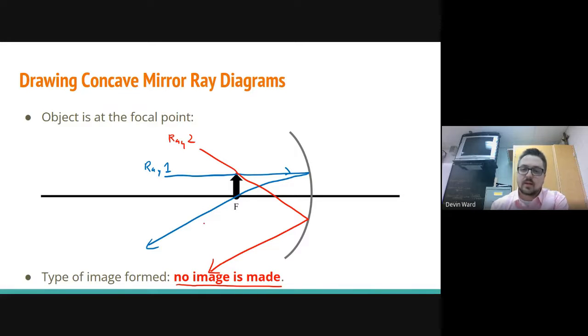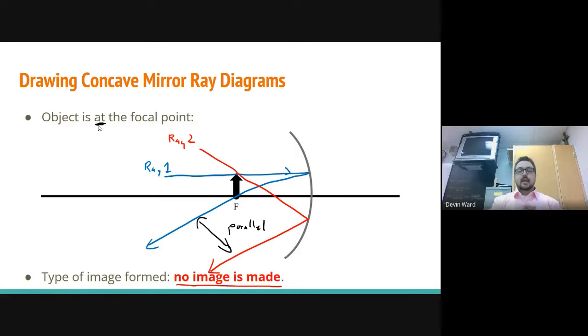Okay, because these lines, let's go to black, are parallel. If the lines are parallel, they're never going to touch. They're never going to cross, okay? So you're never going to have an image made when the object is at the focal point.